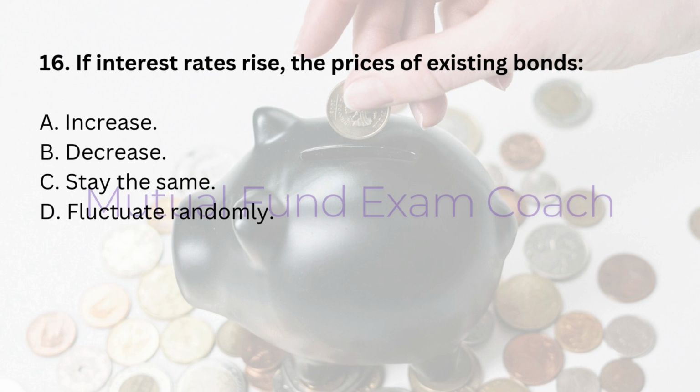16. If interest rates rise, the prices of existing bonds, A. Increase, B. Decrease, C. Stay the same, D. Fluctuate randomly. Answer: B. Decrease.